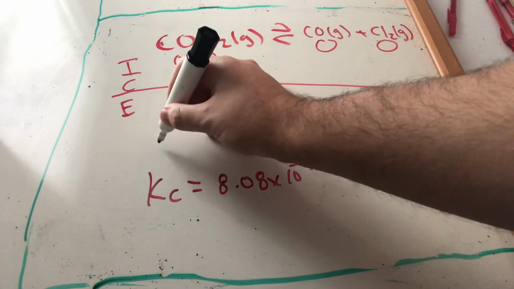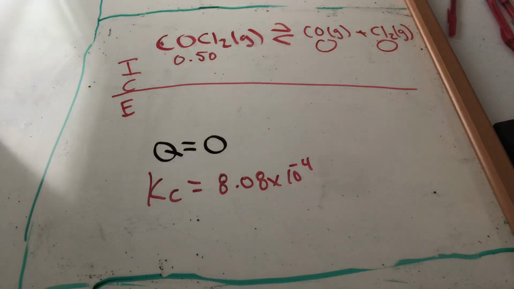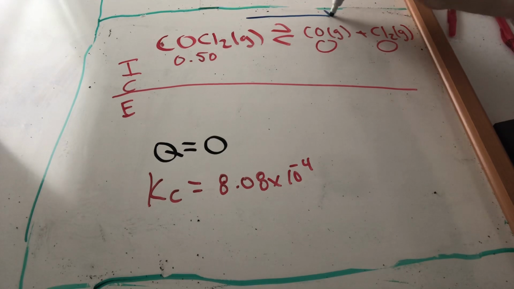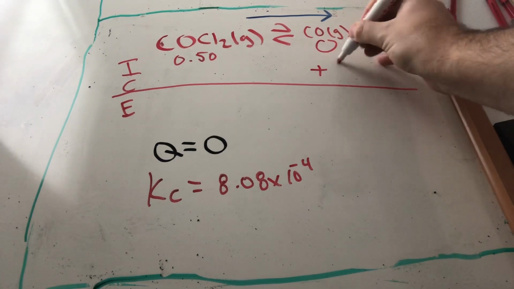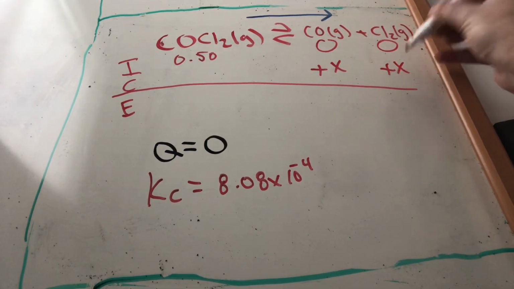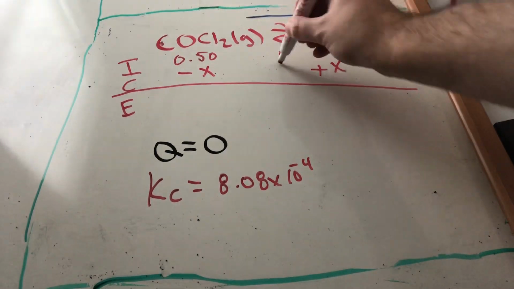So what do we do? A Q versus K. In this instance, hopefully you can see Q is equal to 0. So if Q equals 0, we know which direction we're moving in. We know we're moving to the product side. So in terms of filling out our ice table, we can write a plus X here, a plus X here based off the stoichiometry, and a minus X here. Let's do our check.